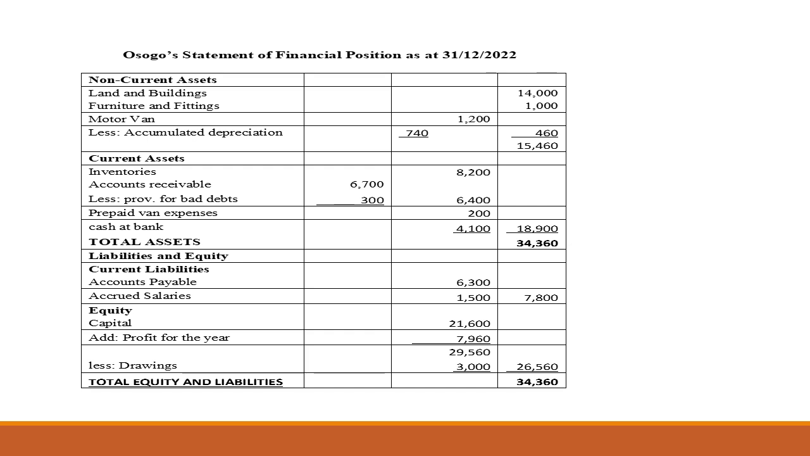Again, under current liabilities, we have accounts payable 6,300 and accrued salary 1,500. For capital, we have 21. Profit for the year 7,960, and if we less drawings of 3,000, then we remain with 34,360. That resembles total assets equal to total liabilities and capital. Thank you for listening.